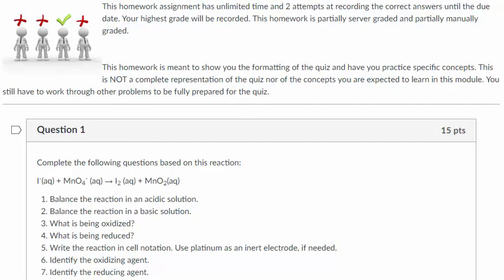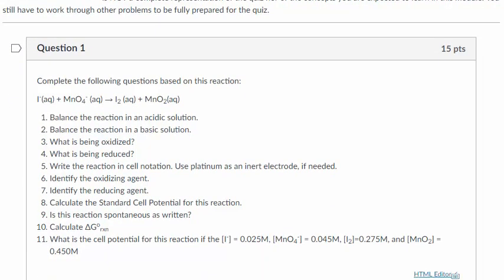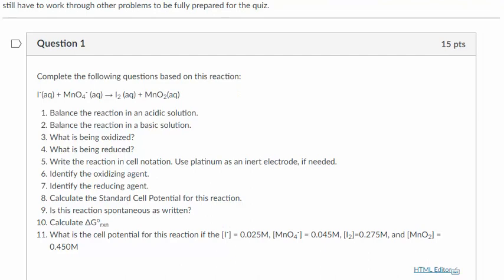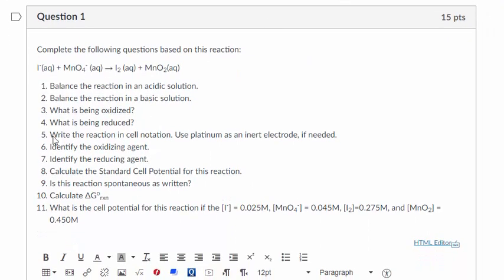Electrochemistry homework. I opted to do one large problem rather than several small problems. Every question you're going to answer for the homework is based on this reaction here. First, we're going to balance this in an acidic solution. Then we're going to follow that up with a basic solution, and identify what's being oxidized, reduced, etc. So let's just give this a go.